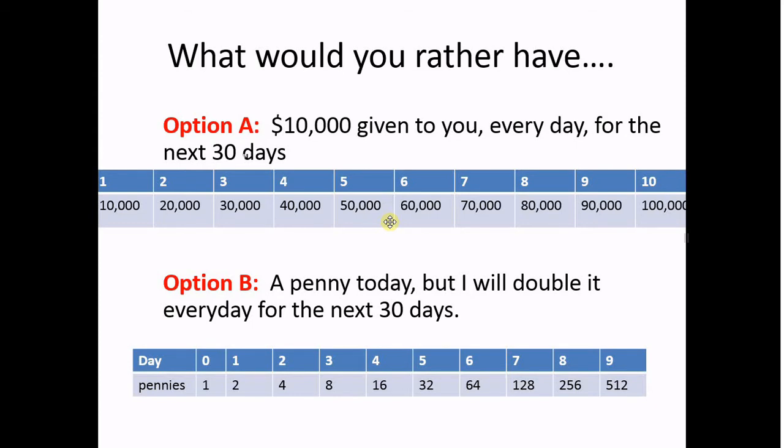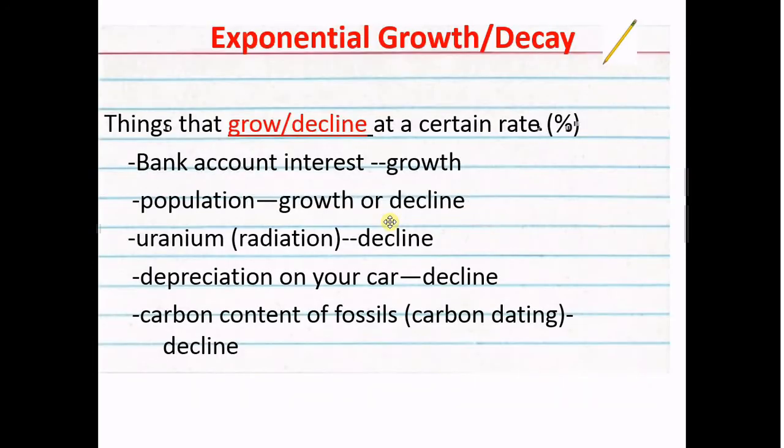You're going to double it every day. You're actually going to get a lot more money faster. So, that's what we're talking about: exponential growth and decay. Now, you've heard about exponential growth and decay. Your bank account, that's exponential growth. It grows by exponential percents, and we'll talk about that in our next video.